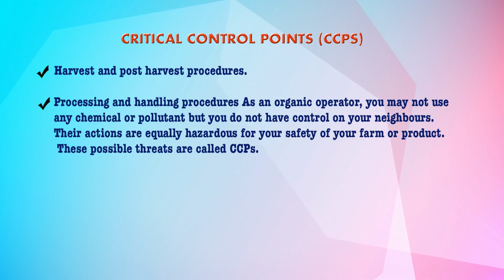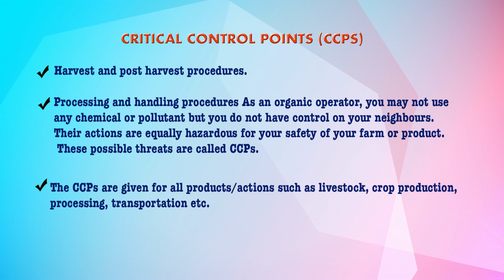Then processing and the handling procedures. For example, you have a neighbor who also has a farm next to yours. He may not be practicing organic cultivation. So though you are not using any chemical or any kind of pollutant in your farm, you don't have control over your neighbors. They may be spraying certain kinds of synthetic pesticides and sprays. So their actions can be hazardous for your farm and for the safety of your product. So these threats are called CCPs, and the CCPs are also given for all the products and actions such as livestock, crop production, processing, transportation and so on.